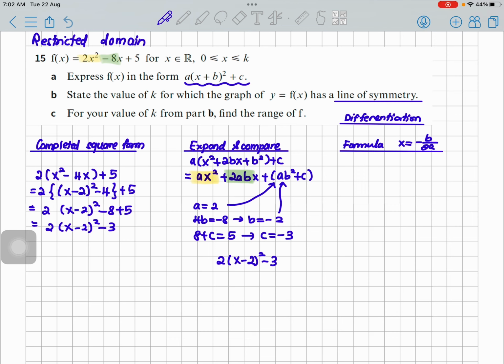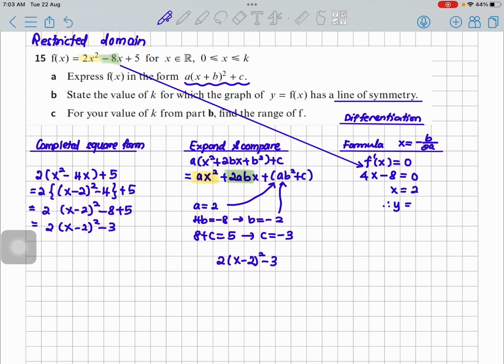Students' favorite method is by doing differentiation, because they're going to locate the turning point and they know at every turning point the gradient is equal to 0. So that is 4x minus 8 equal to 0. How do I get the 4x? You use this function and differentiate. And your x is 2.